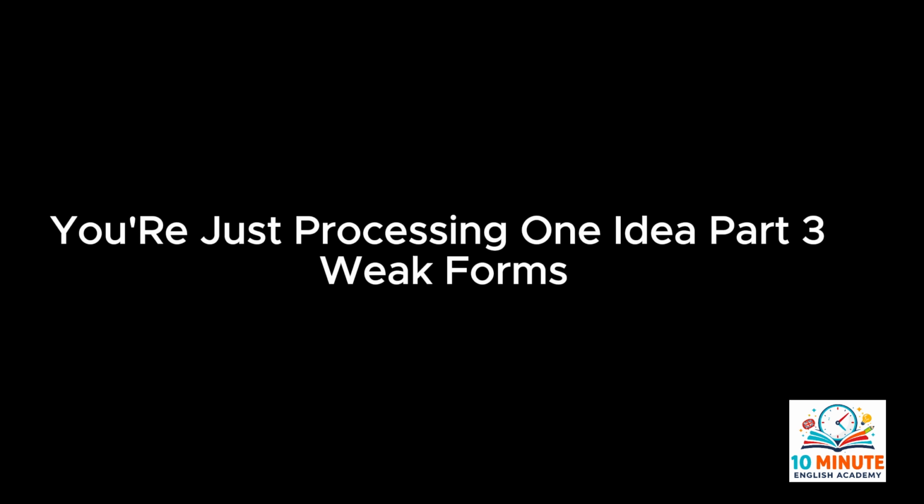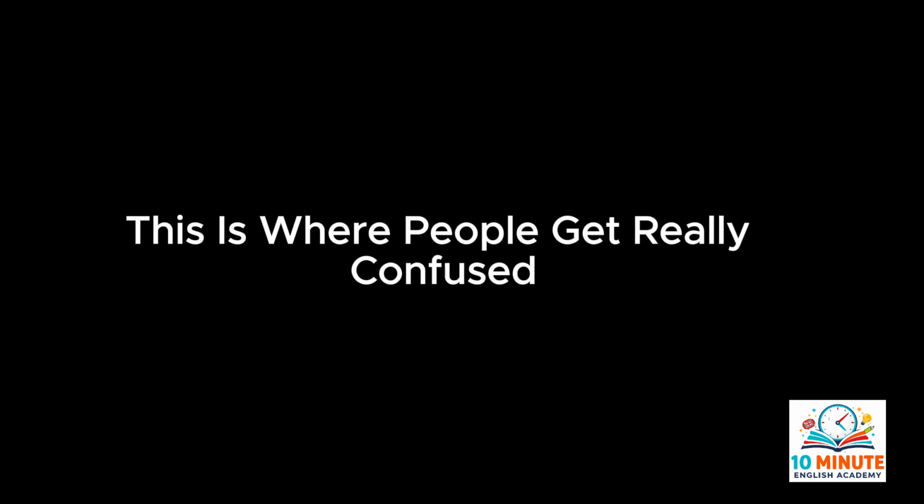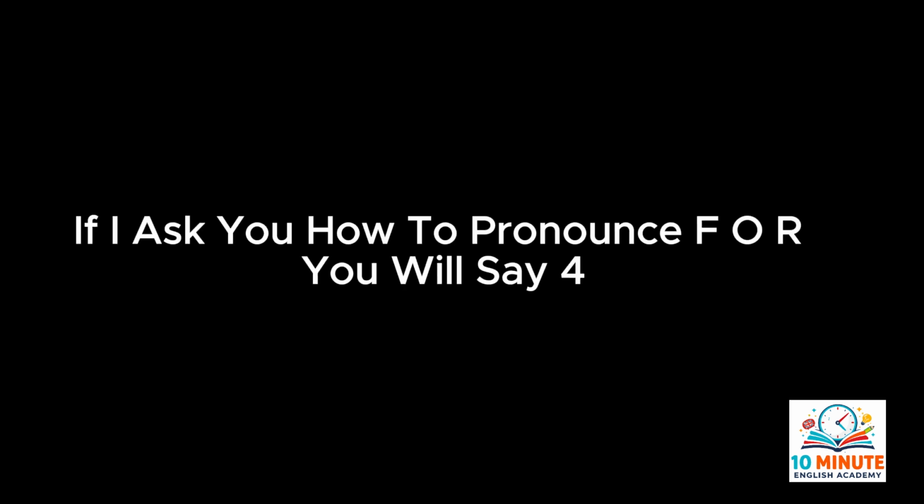Part 3, weak forms. Now, if we have strong words that we stress, we must have weak words too, right? This is where people get really confused. In English, there are small grammar words like to, for, do, are, and you. If I ask you how to pronounce F-O-R, you will say for. But that is only maybe 10% of the time. That is the strong form.